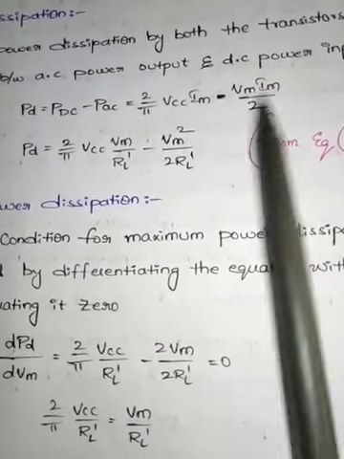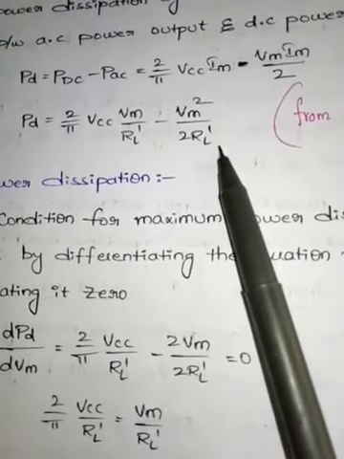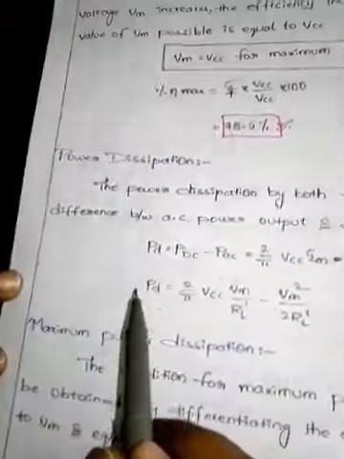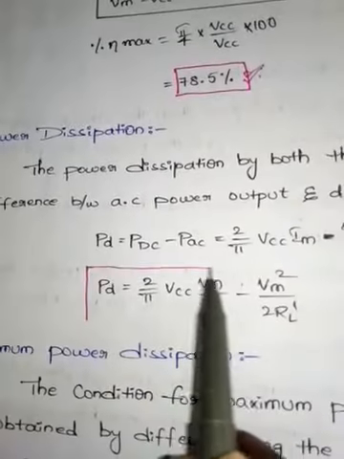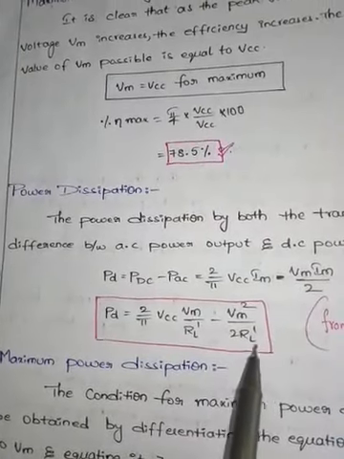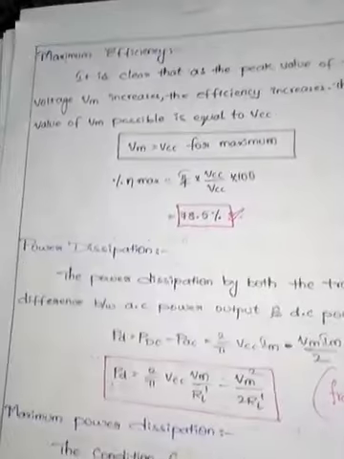So Vm into Vm becomes Vm square divided by 2 RL dash. This is the power dissipation expression, that is PD equals 2 by pi VCC into Vm by RL dash minus Vm square by 2 RL dash.